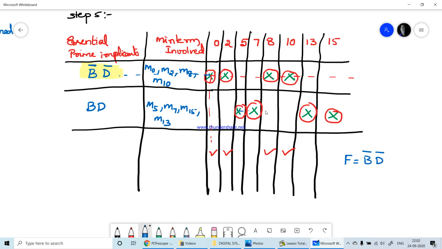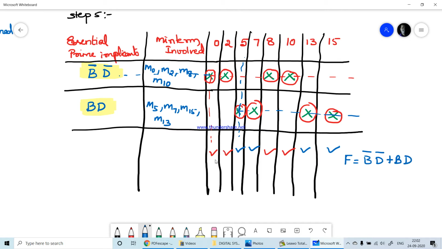Now if you go vertical, horizontal and vertical, you can see this will be ticked as this cross is matched with this cross. Again this cross is matched and this cross is matched. Therefore my BD now comes in the expression. So I'll say it is plus BD.